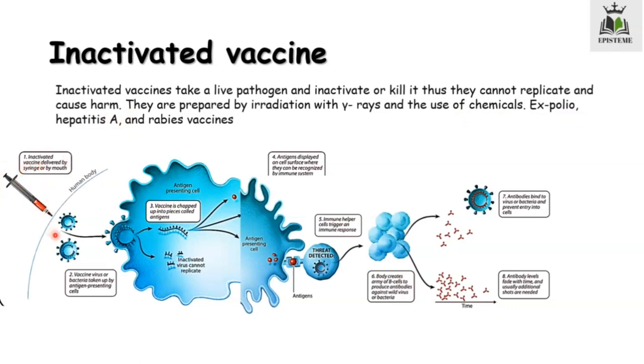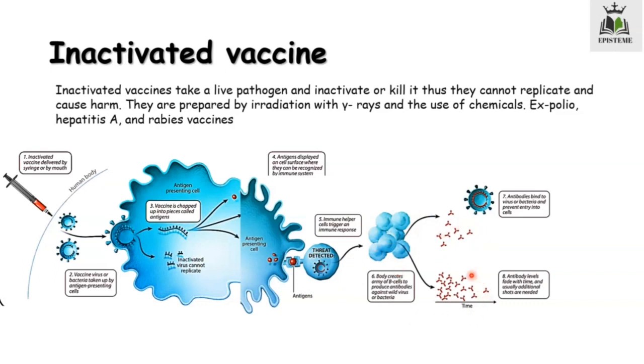So we introduce these vaccines in our body, and since they are dead, they don't have the ability to replicate. That's why they are directly identified by the APC cells, and once they are engulfed by these APC cells, they are chopped off, and the antigens are presented by the APC cell. The T helper cells next identify it and release the cytokines, and then the B cells produce the antibodies.